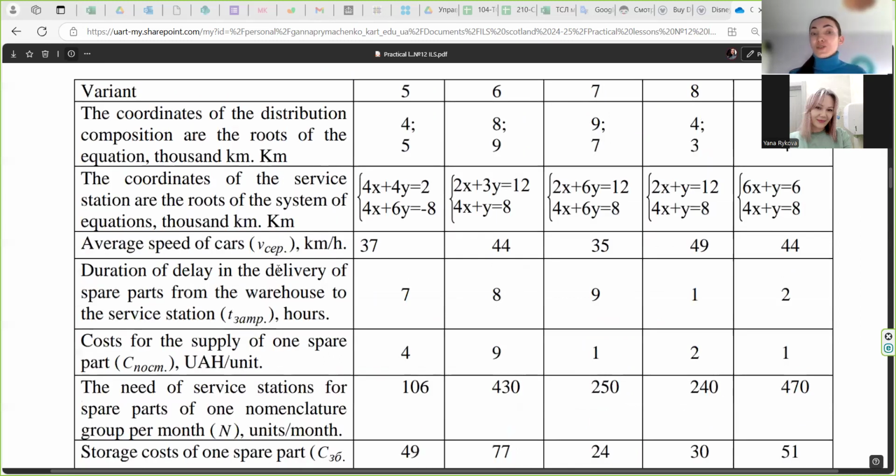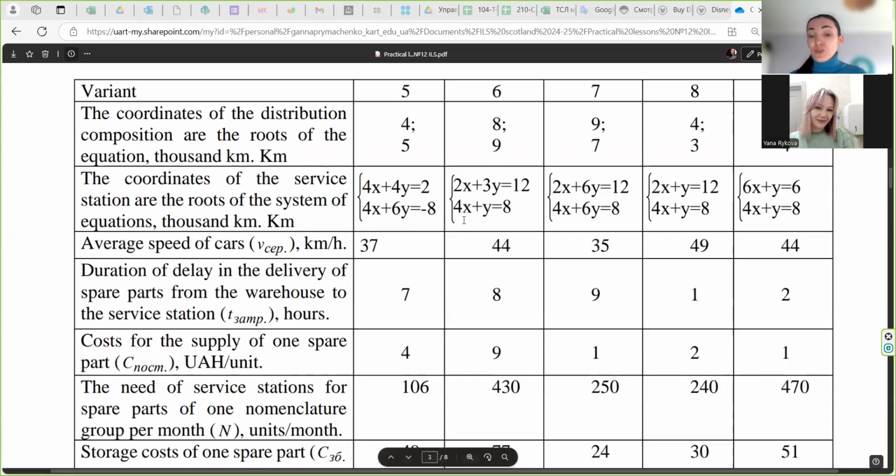And we can see that we have only the location where our warehouses are located. It is our first parameters. Where our service station is located, we calculated today these parameters X and Y from these systems, and we have the average speed of cars. So we use these three parameters and can find how many days we need for delivery. We need to have this information in days.